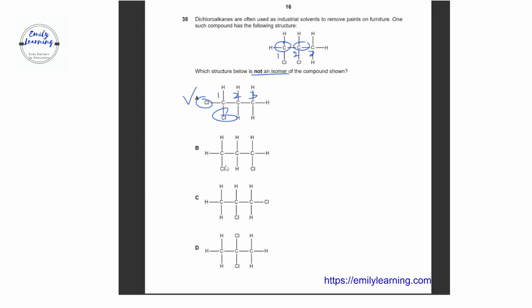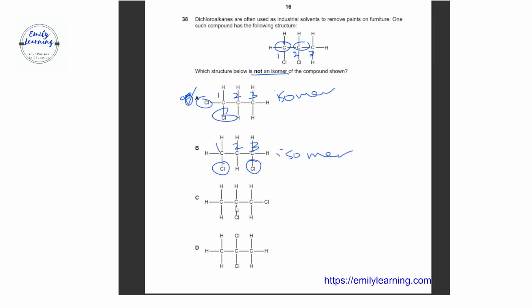Okay, next, this one and this one both have Cl. So I can count this as the first, I can count this as the first, it doesn't matter. So the Cl is on the first and third carbon. This Cl is on the first and second carbon, so they have different structure. So therefore B is also an isomer. Okay? Because they have different structural formula.